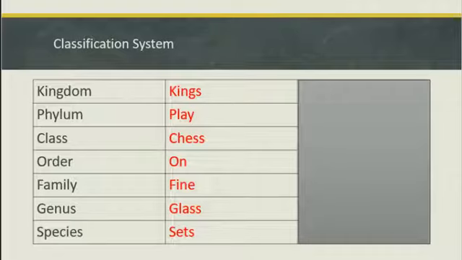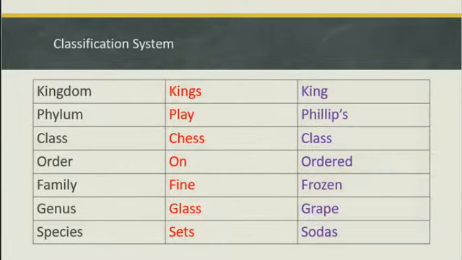So remember in the video it talked about a family name? That's literally talking about this family name right there. Now, interestingly, this is the one that works for me that I've done for years and years. Kings play chess on fine glass sets. But in your book, they have King Philip's class ordered frozen grape sodas. Yeah, that just seems more convoluted. I think this one rhymes a little bit. Kings play chess on fine glass sets.